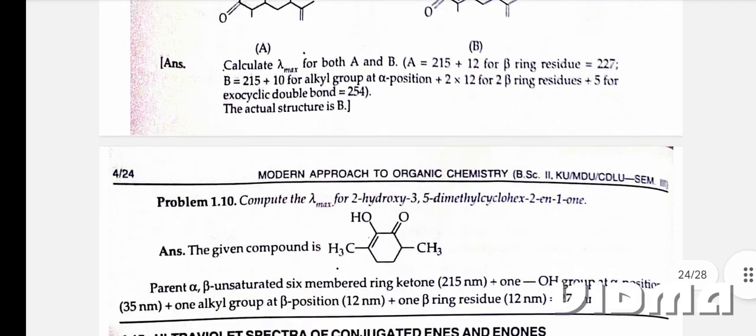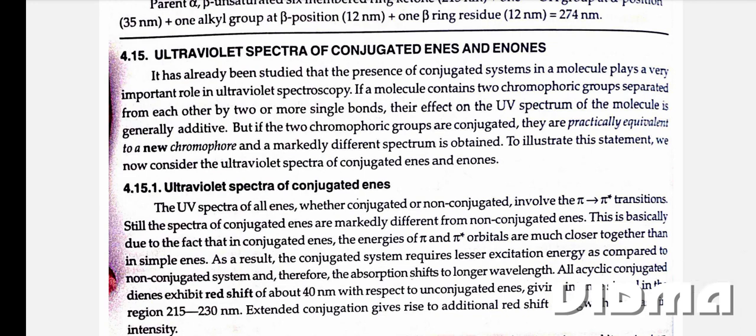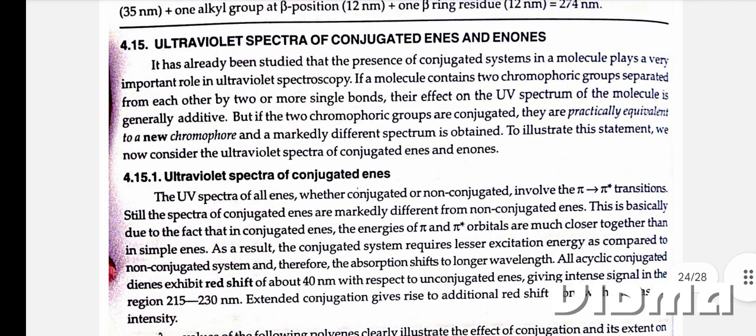Let us now discuss ultraviolet spectra of conjugated enes and enones. It has already been studied that the presence of conjugated systems in a molecule plays a very important role in ultraviolet spectroscopy. If a molecule contains two chromophoric groups separated from each other by two or more single bonds, their effect on the UV spectrum of the molecule is generally additive. But if the two chromophoric groups are conjugated, they are practically equivalent to a new chromophore and a markedly different spectrum is obtained. To illustrate this statement, we now consider the ultraviolet spectra of conjugated enes and enones.